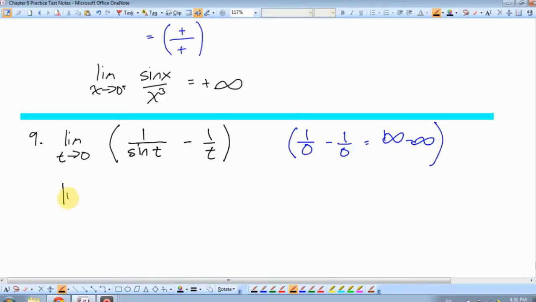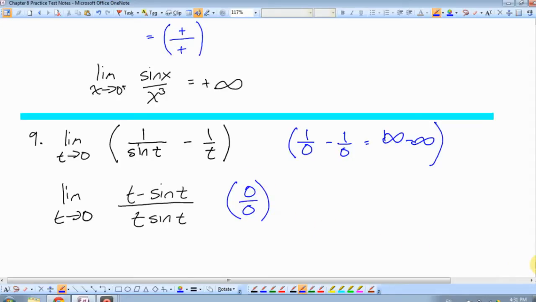Let's simplify. t minus sin t over t sin t. So there you just combine the fractions. Wait, why is t approaching? Yeah, t is still approaching 0. I'm just used to writing infinity. That's why I was confused. Thanks. Good catch. Let's get an indeterminate form here. 0 over 0. Take a trip to L'Hopital.